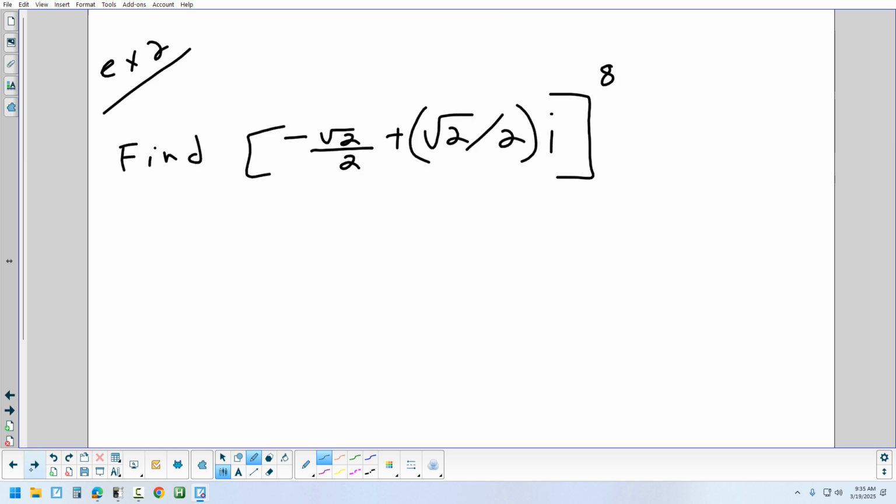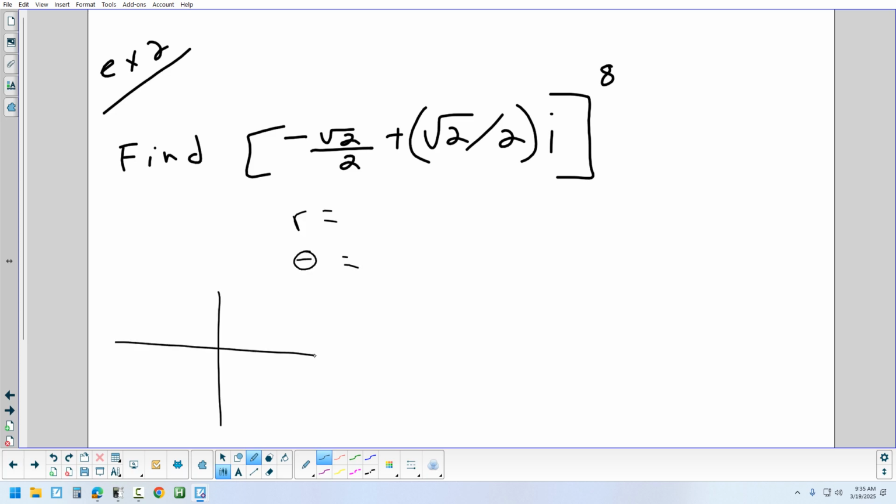All right, let's try this one. This is to the 8th power. You definitely don't want to be writing that out 8 times and trying to distribute it. So we have to change to trig form. And what are the 2 things that we need in trig form? Radius and theta.